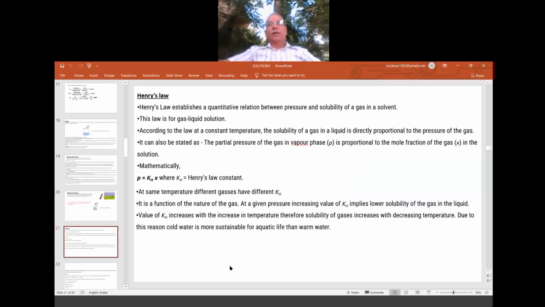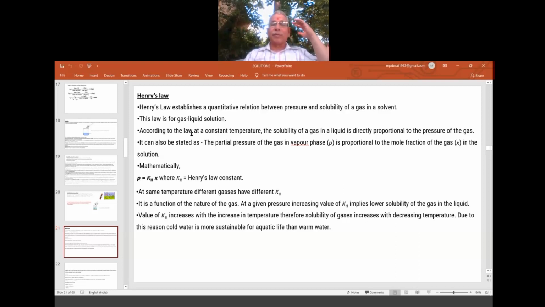Now, there is a French scientist, Henry. He gave a law, known as Henry's law. Henry's law is for the solubility of a gas in a liquid. So it is a liquid solution where gas is the solute. This is for the gas-liquid combination.